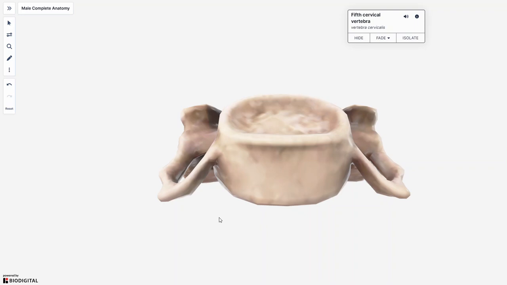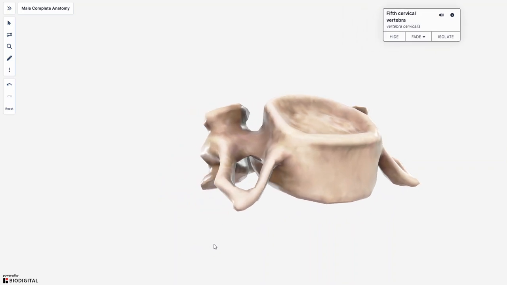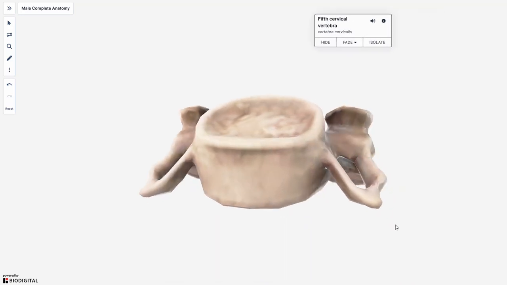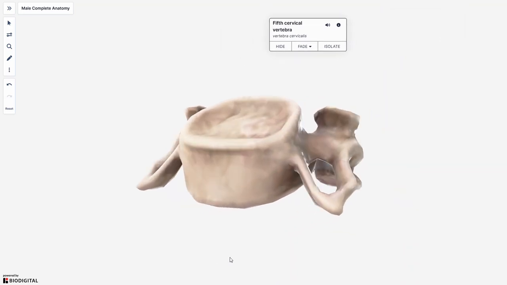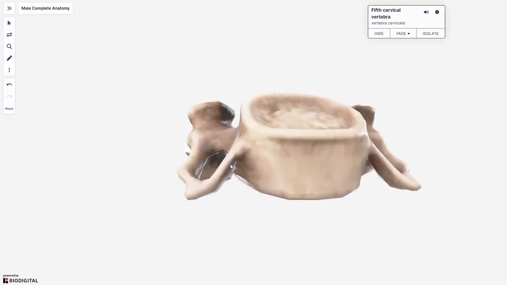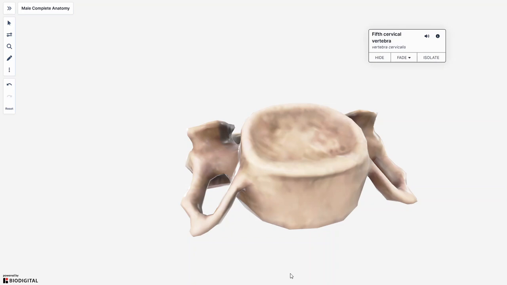Now let's turn it laterally. Actually, let's look at the transverse processes. We have the right and left transverse processes projecting laterally from the vertebral body itself. If we oblique the vertebra, we can see that there is a foramen in the transverse processes. This is called the transverse foramen. These transverse foramen serve as passageways for blood vessels and nerves.